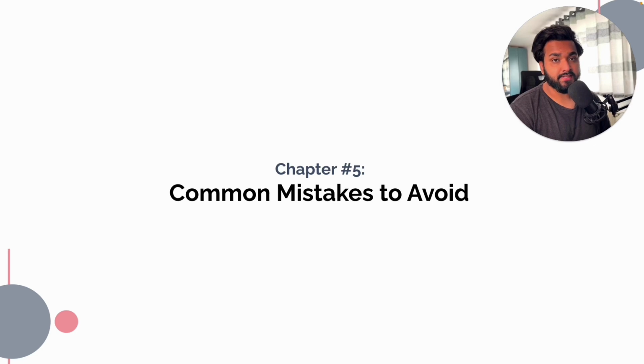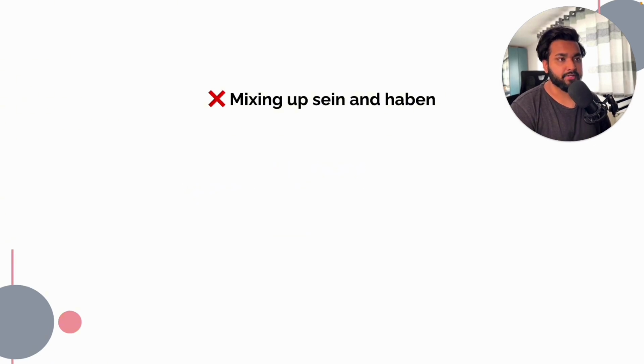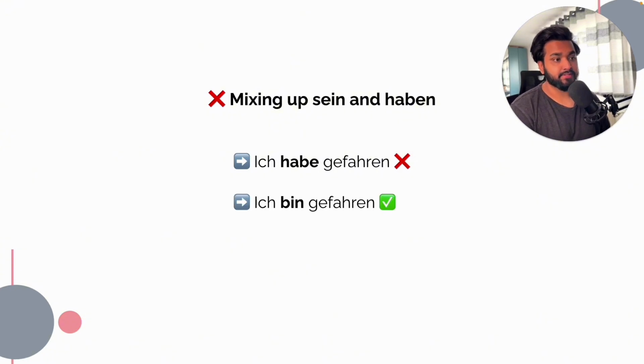Now let's continue with chapter 5, which is common mistakes to avoid. Mixing up sein and haben. This is the most common one. You don't say ich habe gefahren, you say ich bin gefahren. As you know, if there is some kind of movement, you use sein instead of haben. Ich habe gegangen is wrong, you say ich bin gegangen.